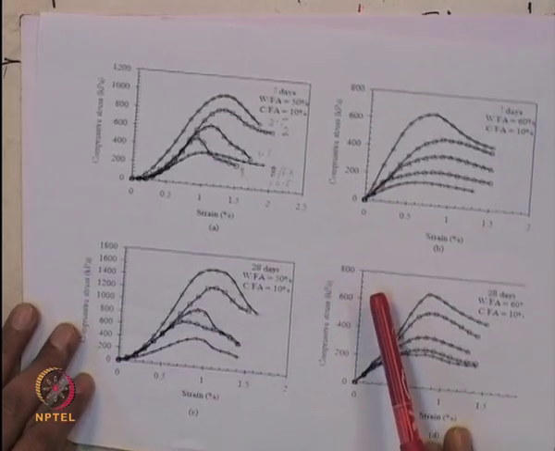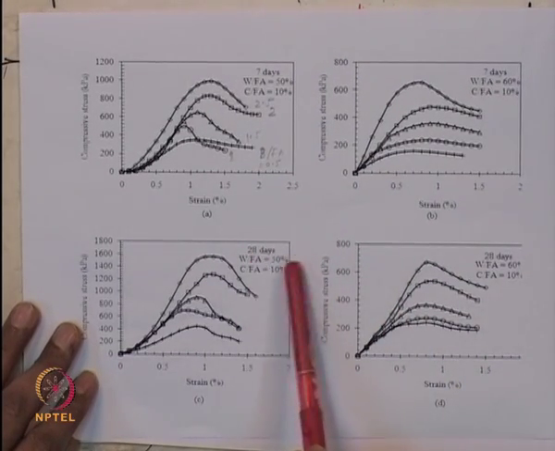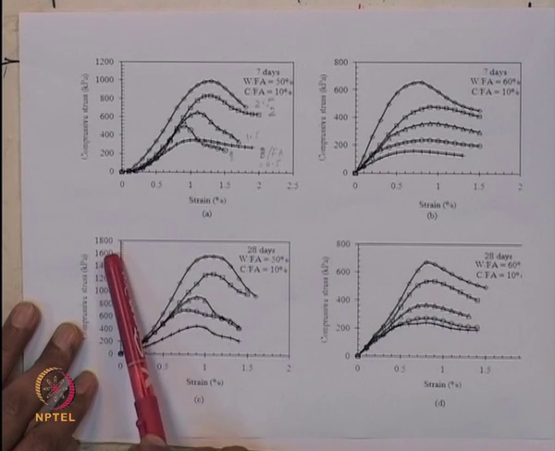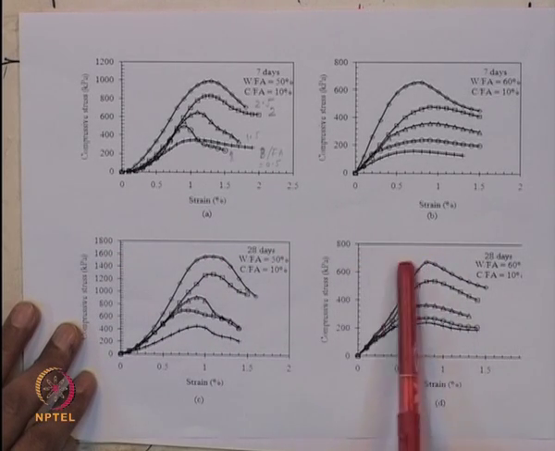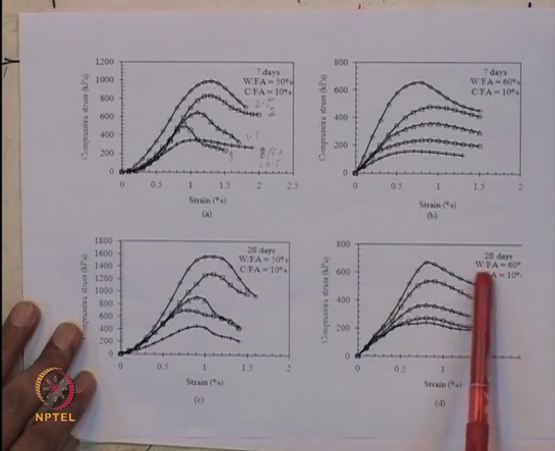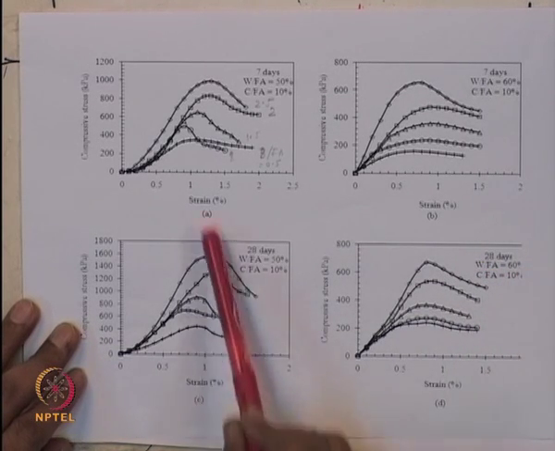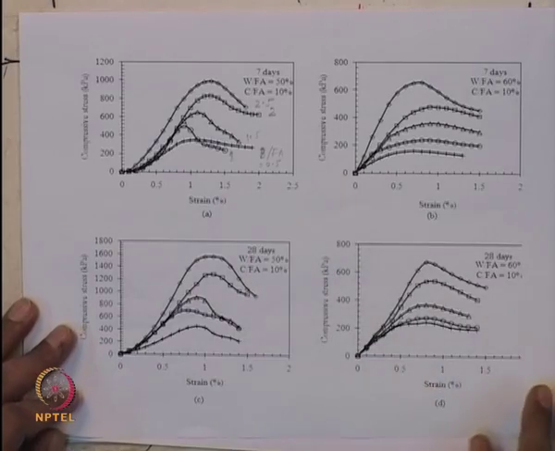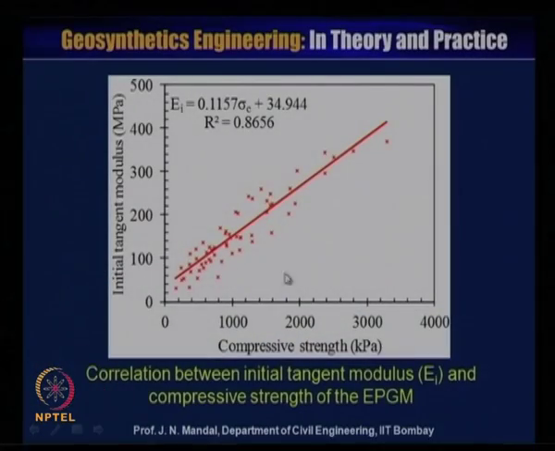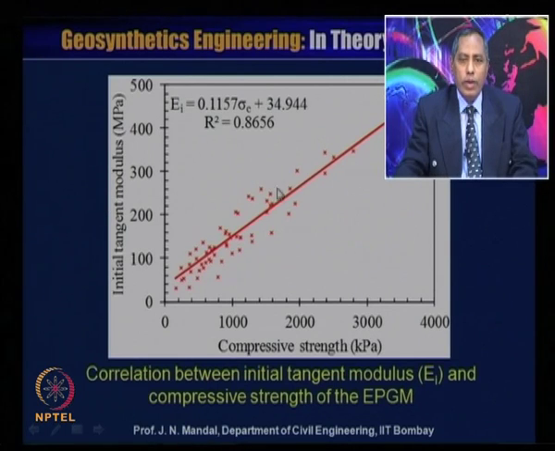Similarly, for the 28 days when the water-to-solids ratio is 50%, you can see this value is higher than with respect to the 28 days when the water-to-solids ratio is 60%. Also, this strain value is lying below 1%. So, this is the correlation between the initial tangent modulus and the compressive strength, that is the tangent modulus EI, and this is the compressive strength.